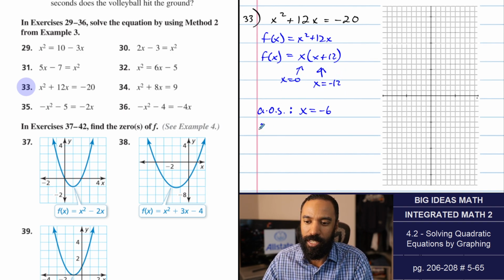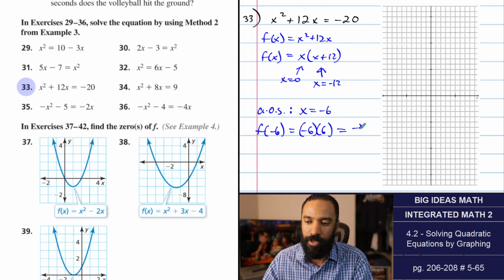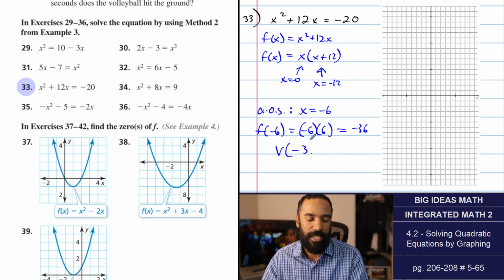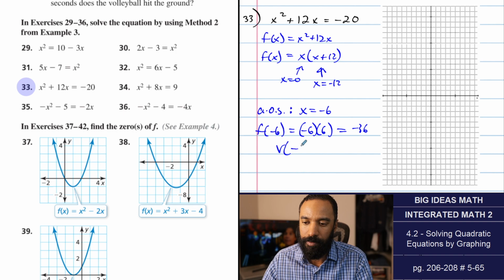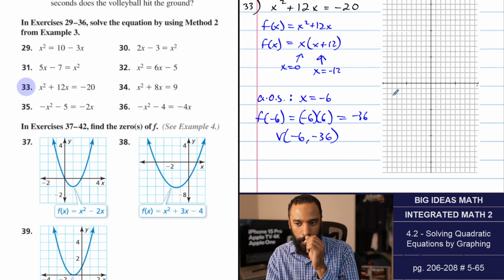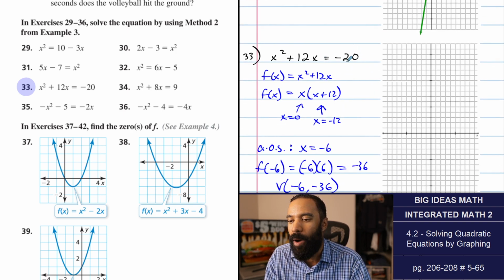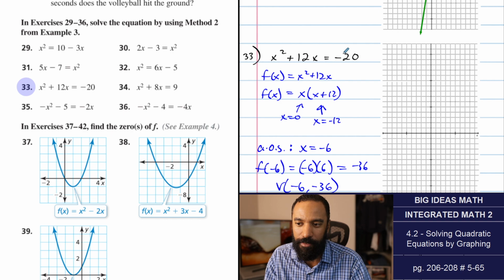Let's substitute negative 6 into here to get the y value. That's negative 6 times 6, which is negative 36. So my vertex is at negative 6 comma negative 36. Okay, you've convinced me. I'm going to change my scales on this one. I'll go by 2s, and even that's troublesome because it'll just fit off the graph. y equals negative 20, I would have had to fit off the graph as well.